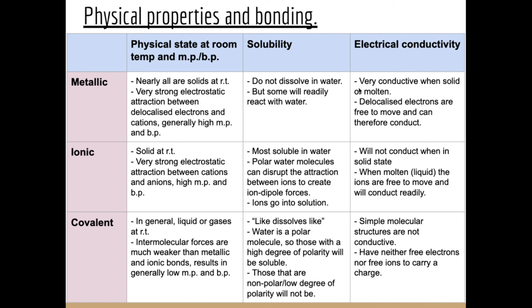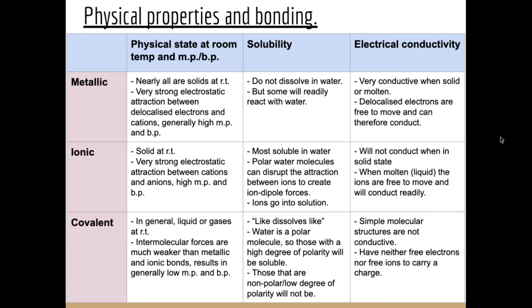Metallic, very conductive when solid or molten. Delocalized electrons from that sea of delocalized electrons are free to move and can therefore conduct a charge. So in order to conduct a charge, you just need a charged species that can move, essentially. So in the case of our metals, we have the sea of delocalized electrons.